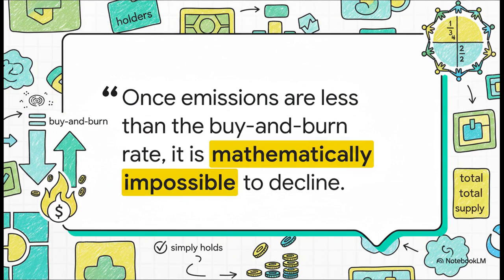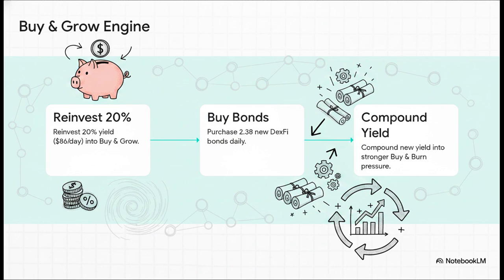Fractional ownership grinds relentlessly upward for anyone who simply holds. And this is fueled by the recursive loop that strengthens the entire system, the buy and grow engine. The protocol reinvests 20% of its daily yield, which is about $86 a day right now, into purchasing new DexFi bonds. Right now, that buys 2.38 new bonds daily, or roughly 870 bonds a year. Those bonds generate more yield, which funds more buy and burn pressure.